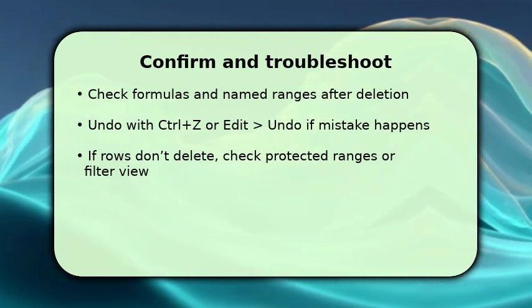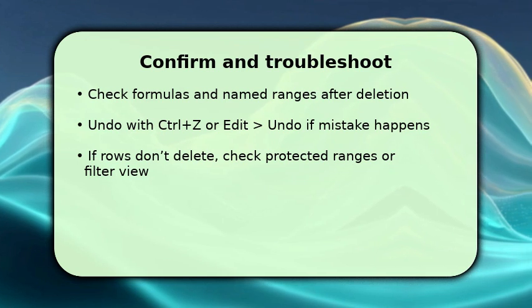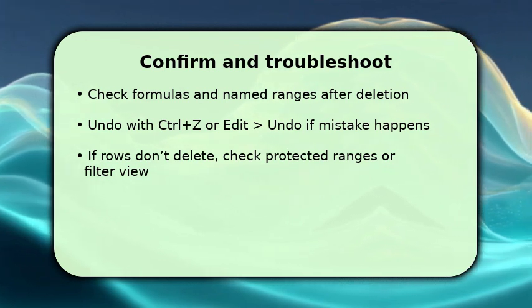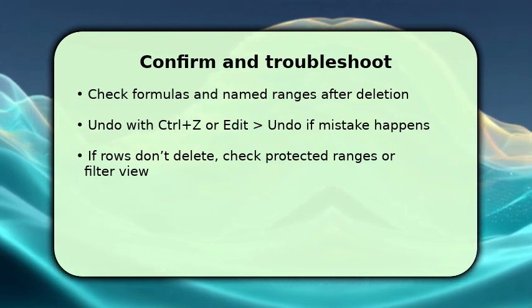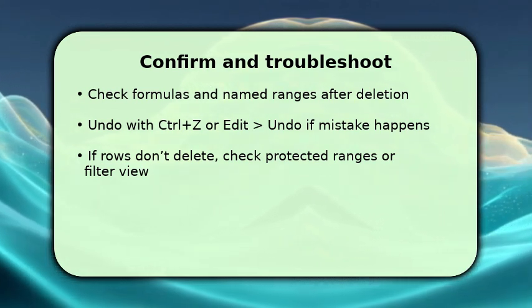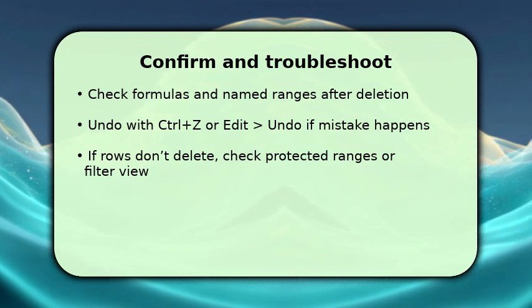If deletion fails, make sure you're not in a filter view that hides rows, and check for protected ranges or sheet permissions that prevent edits. If protections block you, remove protection or ask the owner. Once cleared, repeat the delete step and confirm the result.